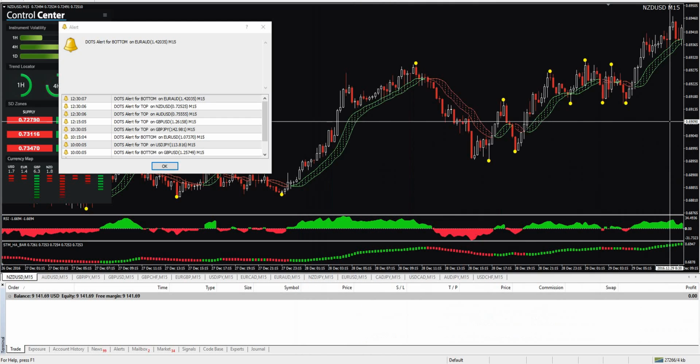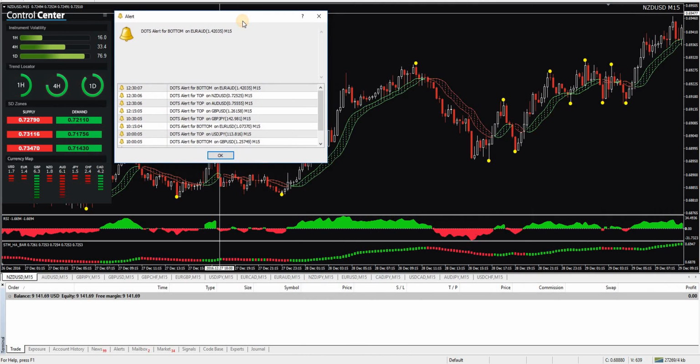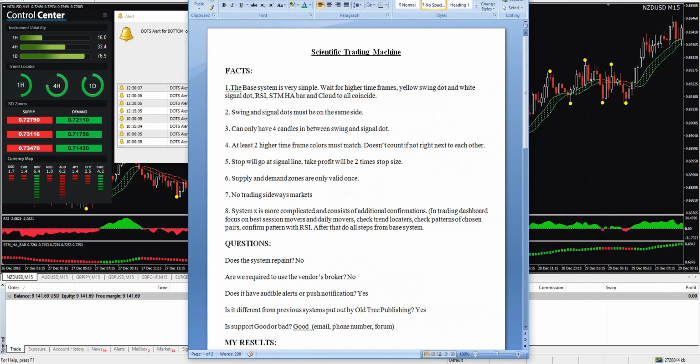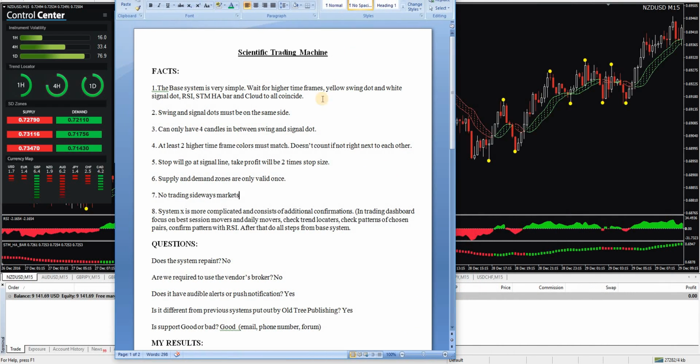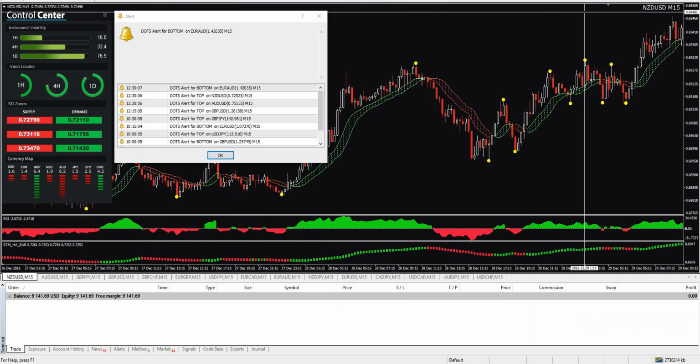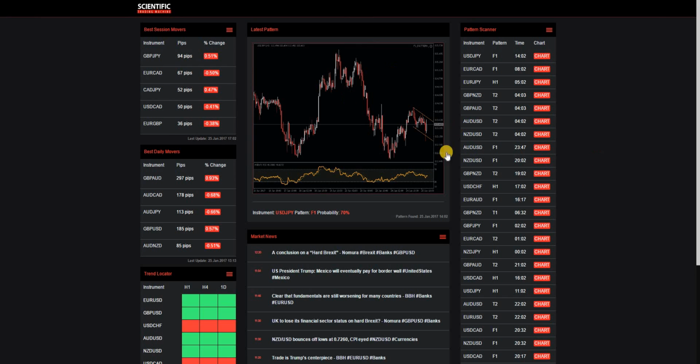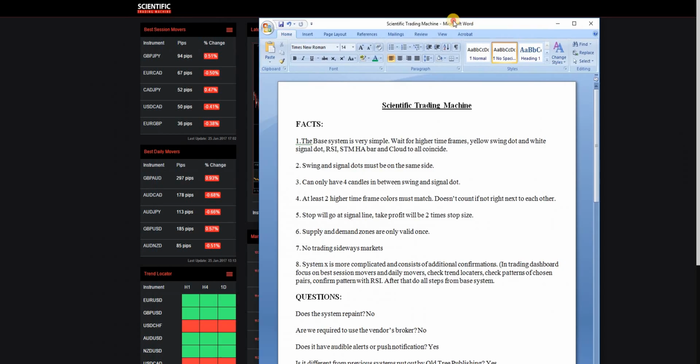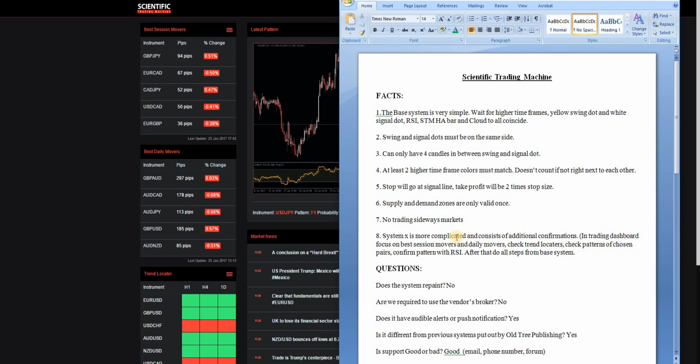All right, so that's basically covering what the base system is and how it operates. SignalX is a little bit different. SignalX is more complicated and consists of additional confirmations and a trading dashboard. Let me pull that up really quick. Let me see if I can find the trading dashboard here. All right, here it is. This is the trading dashboard. Let's see what it says here. The trading dashboard is focused on the best session movers and daily movers. That's this right here, session movers, daily movers.